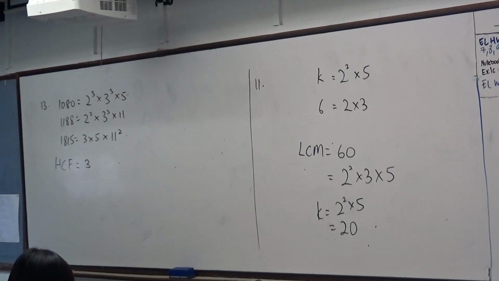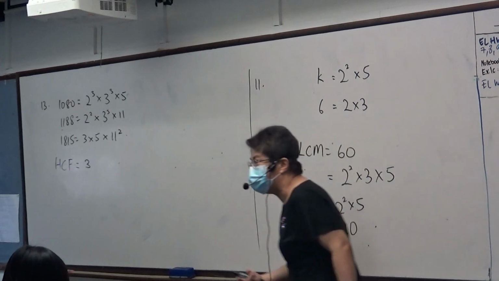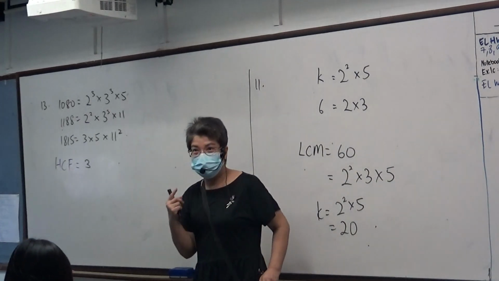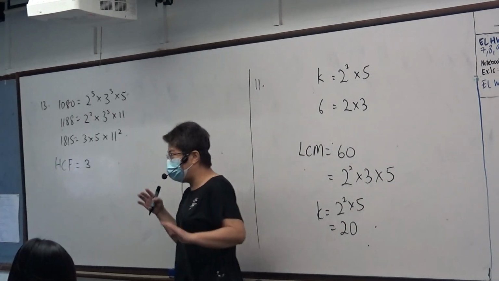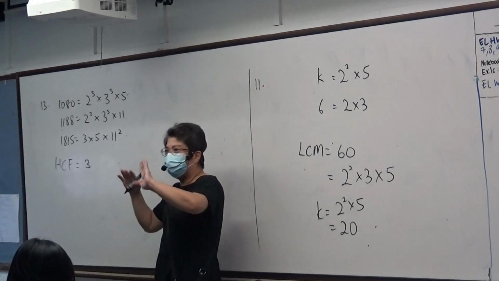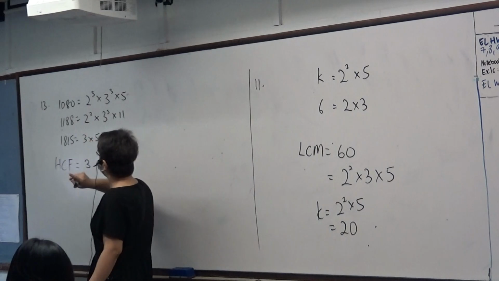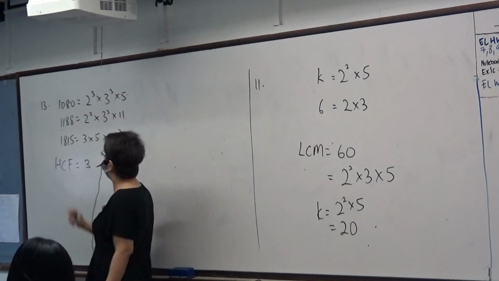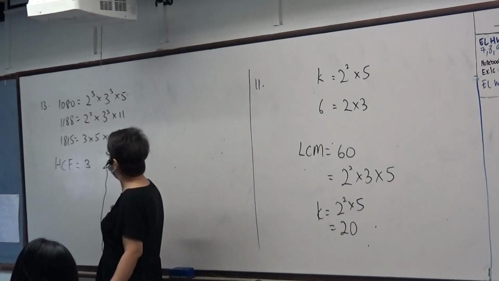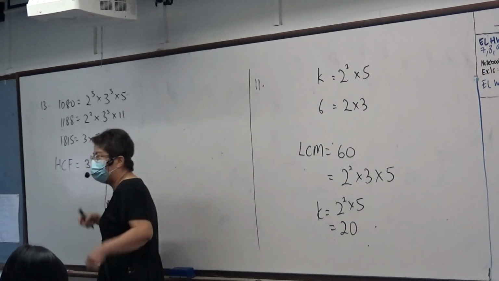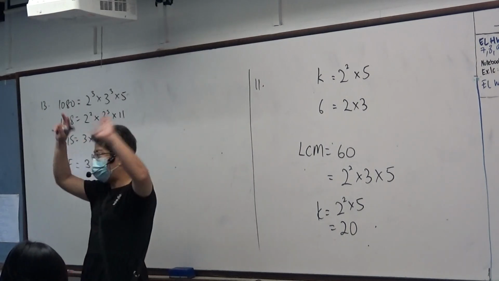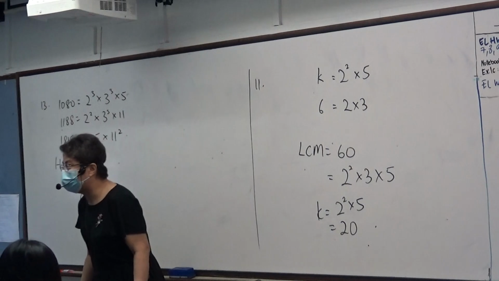Now, what if I ask for LCM? That is going to be terrible, right? Can you see there's a lot? Okay, go to LCM, we just do verbally. What do I have for the LCM? 2 cubed, then 3 cubed, then 5, and then 11 squared. So we have a big number. Understand what I'm talking about?